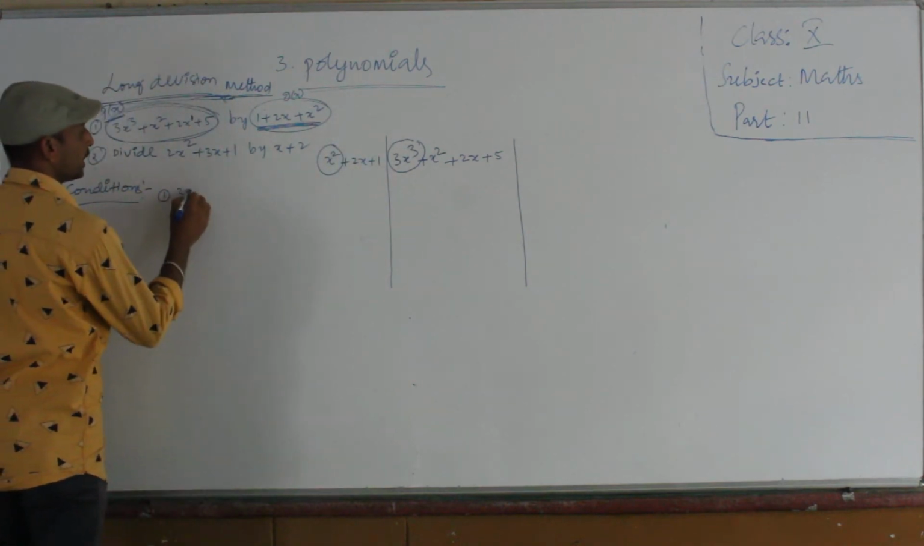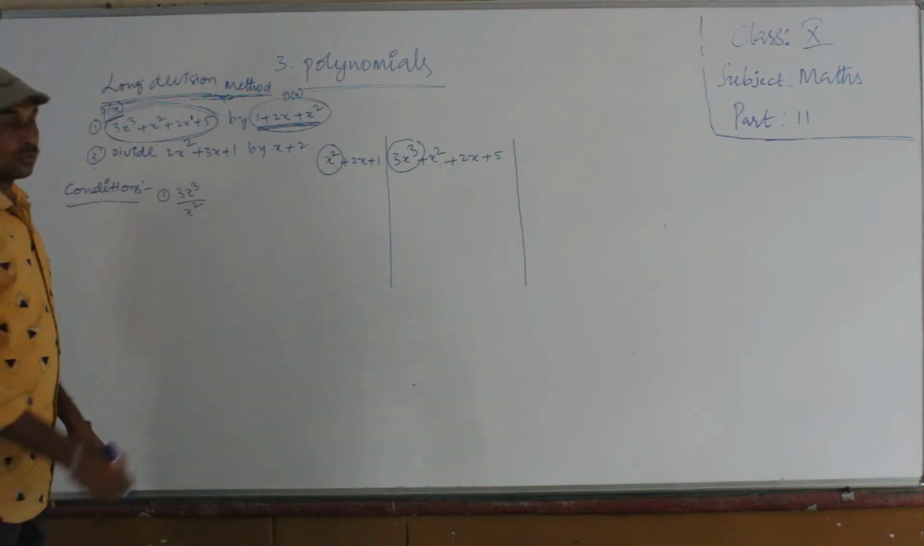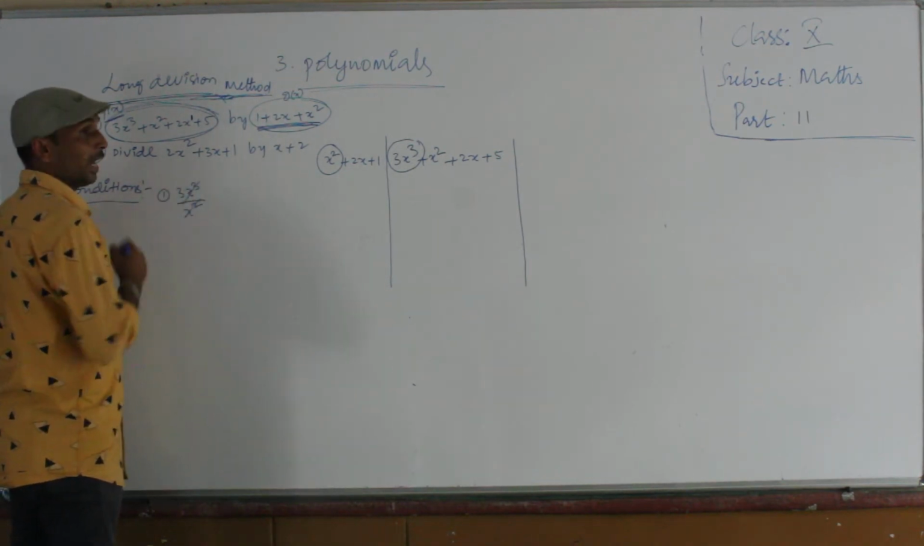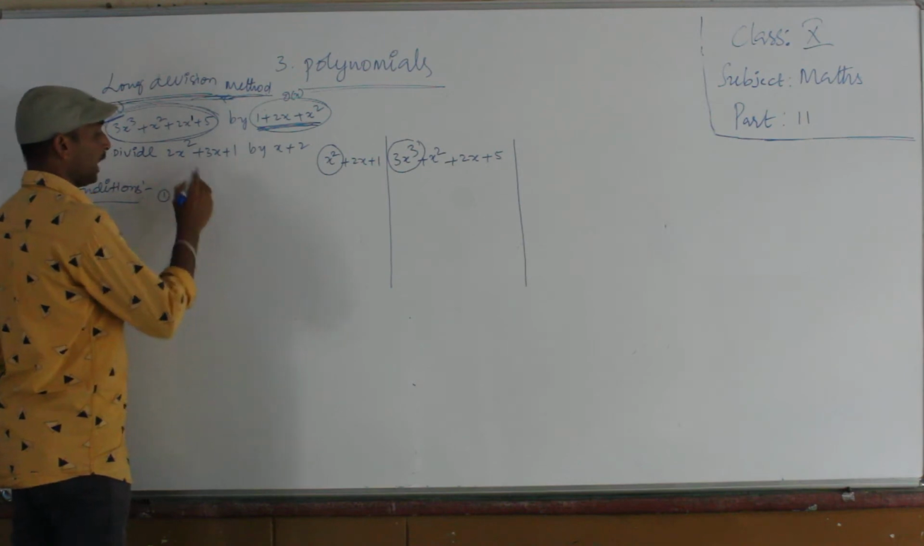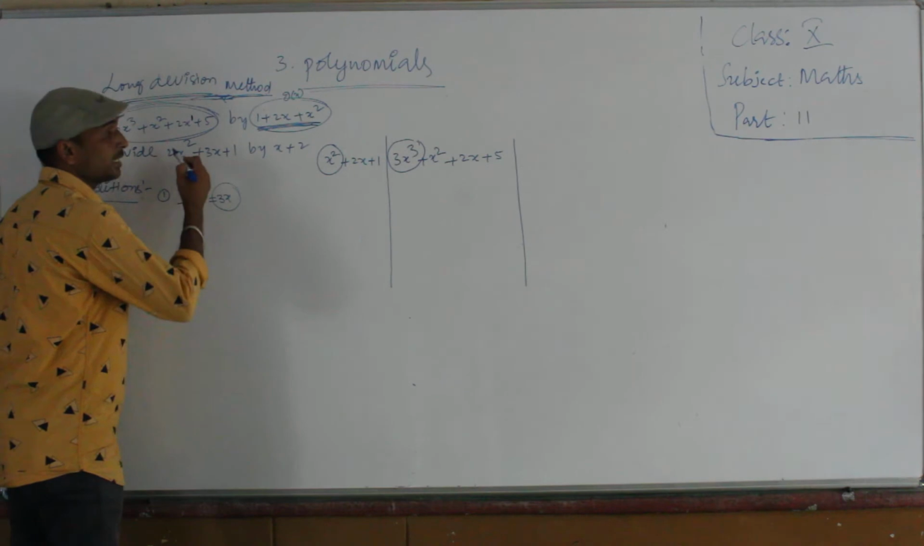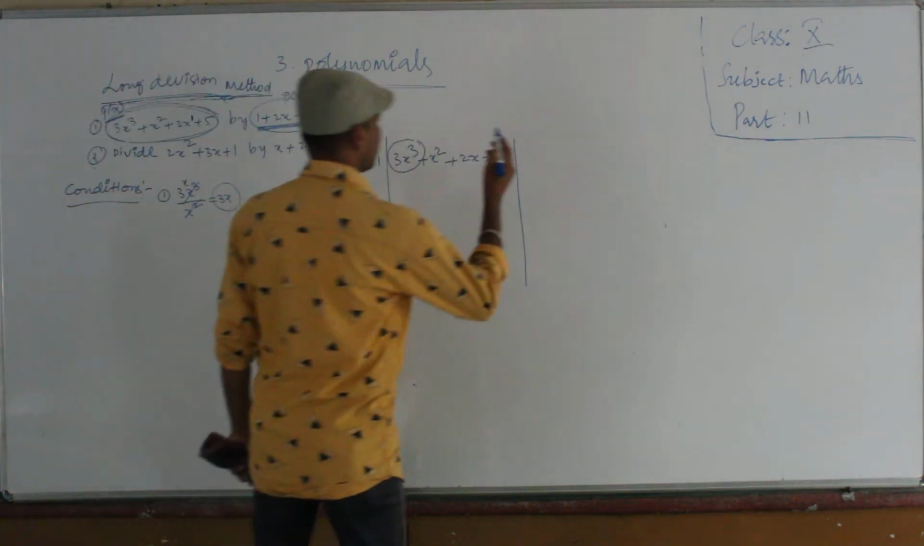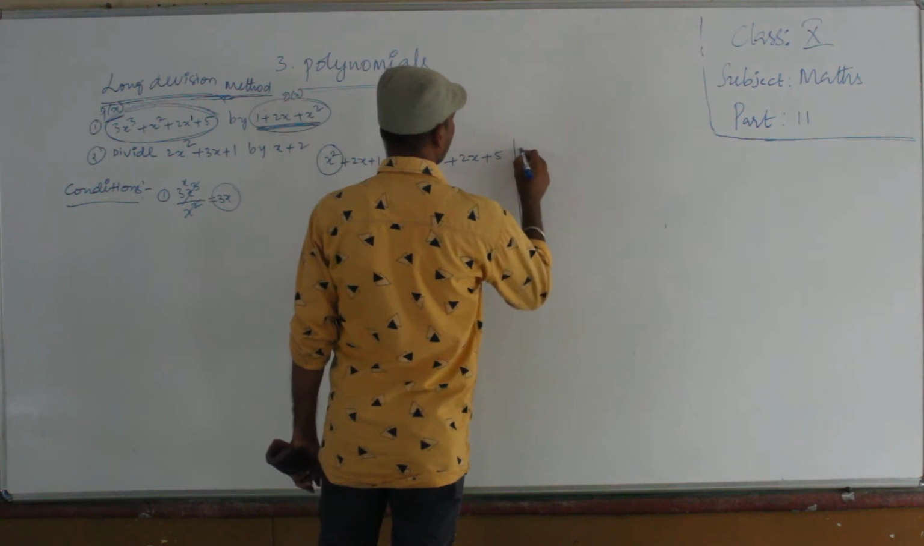That means 3x cube by x square. The x square cancels, and one more x is there, so we get 3x. This 3x we have to write in the quotient.